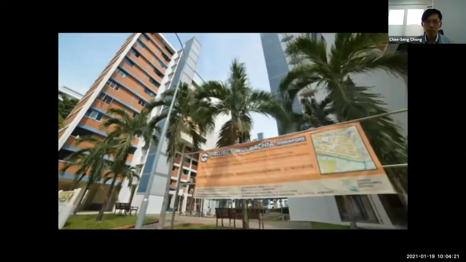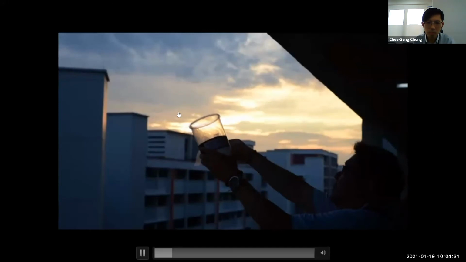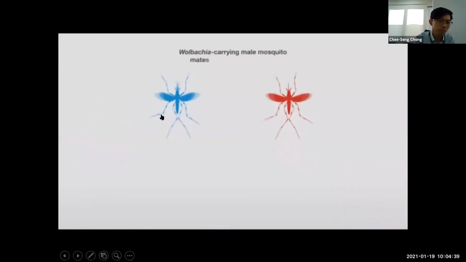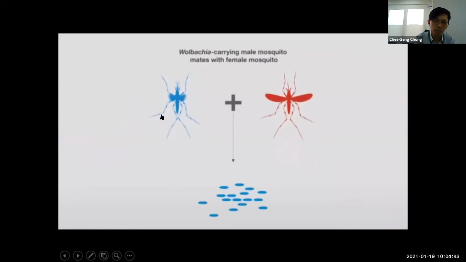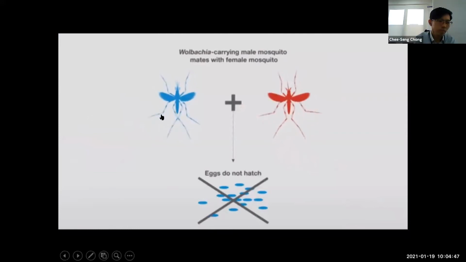Project Wolbachia Singapore involves the release of male Wolbachia Aedes aegypti mosquitoes to suppress the urban Aedes aegypti mosquito population. When a male Wolbachia Aedes aegypti mosquito mates with a female urban Aedes aegypti mosquito that does not carry Wolbachia, their eggs do not hatch and there will be no offspring.